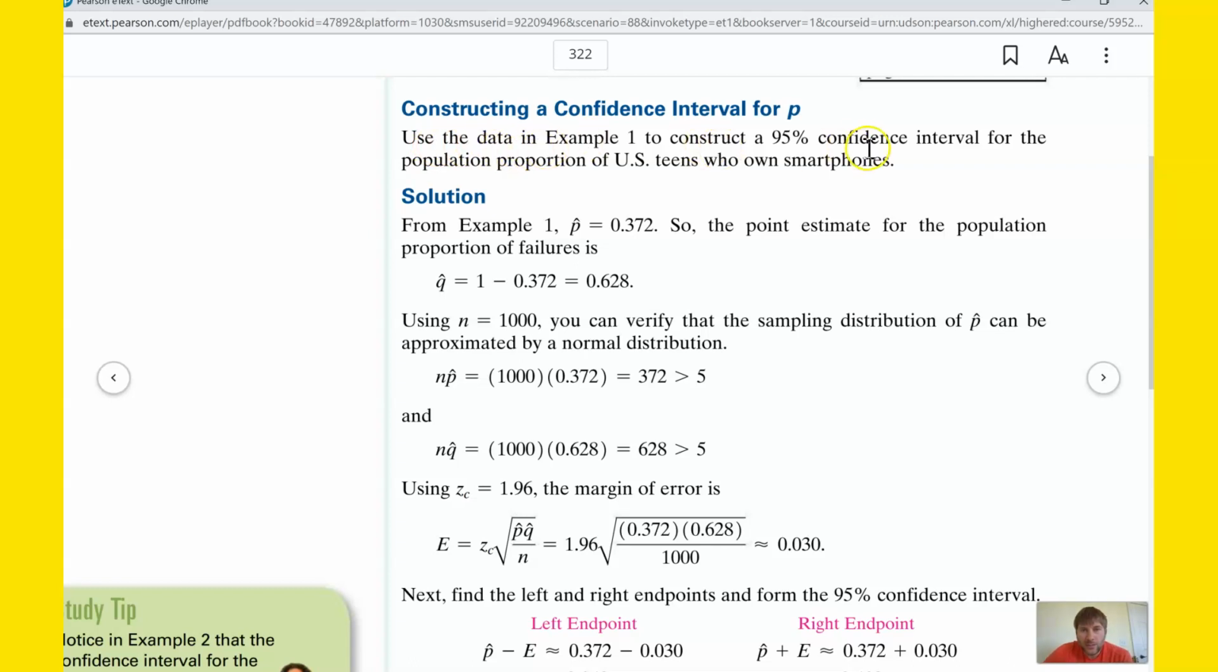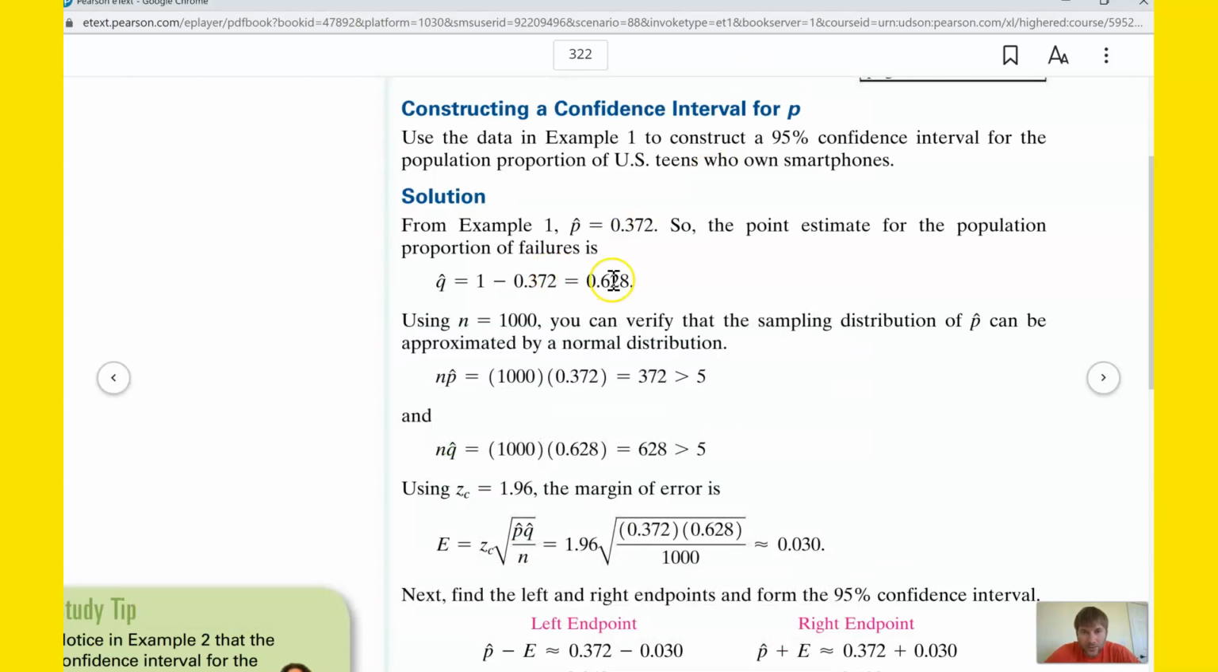All right, use the data in example 1 to construct a 95% confidence interval for the population proportion of U.S. teens who are on smartphones. All right, we got to remember what that data was. So 372 out of 1,000. So we're going to go to our calculator.